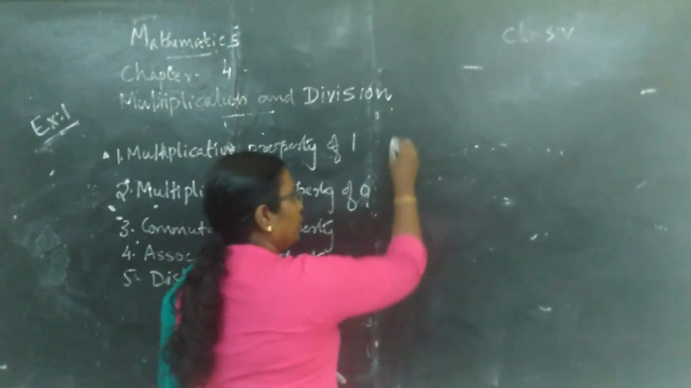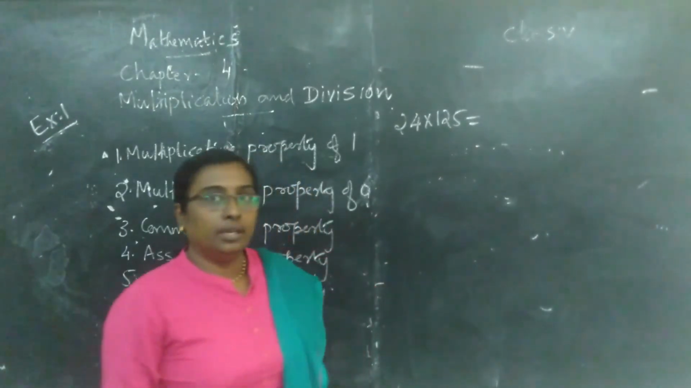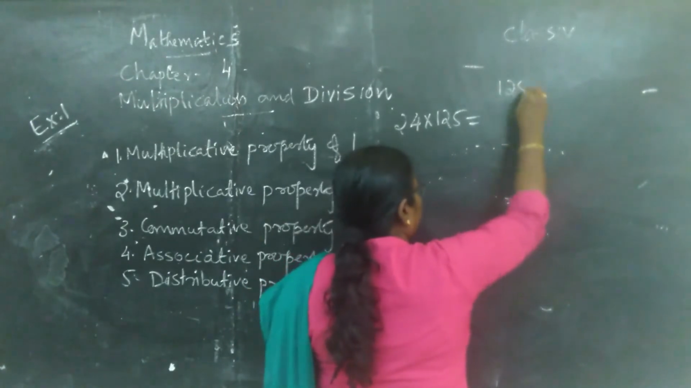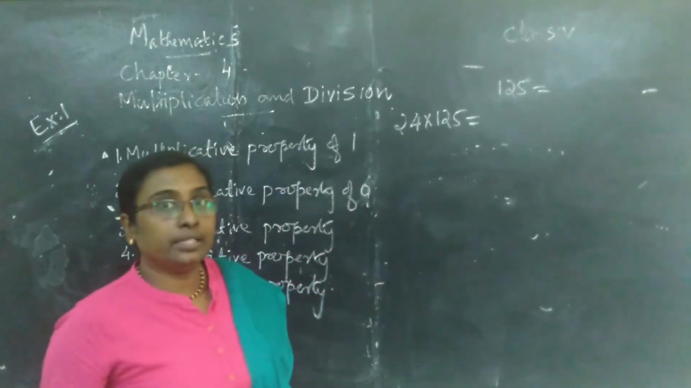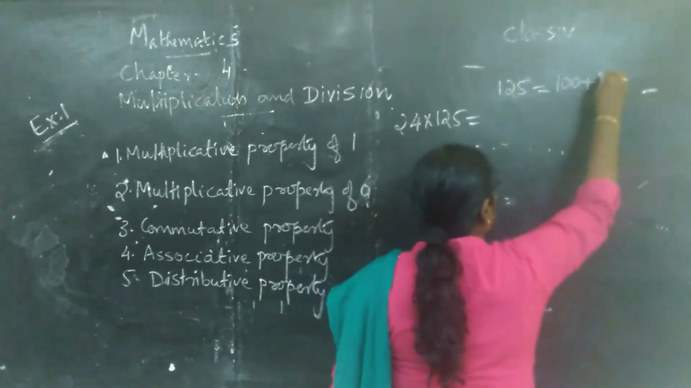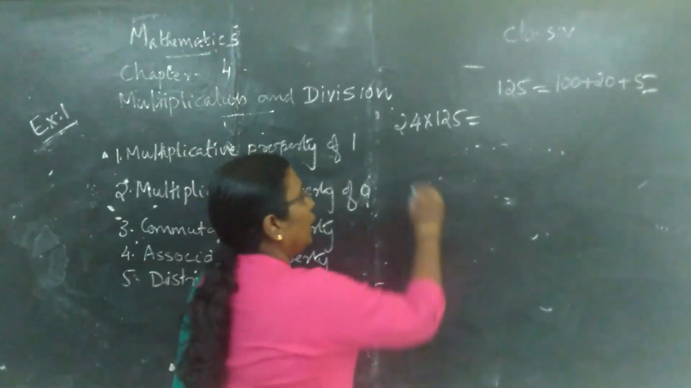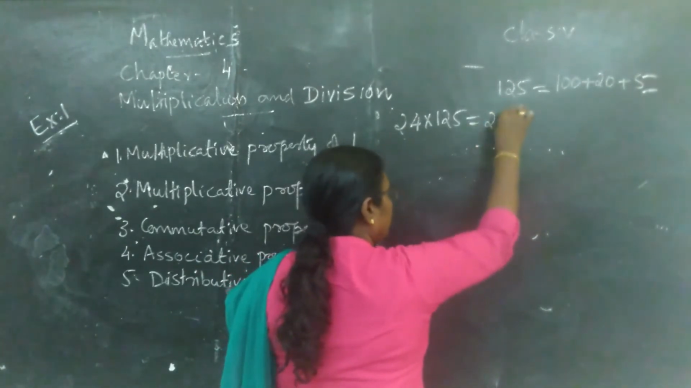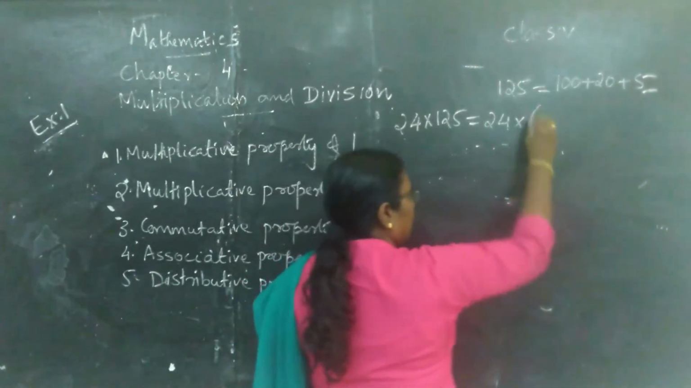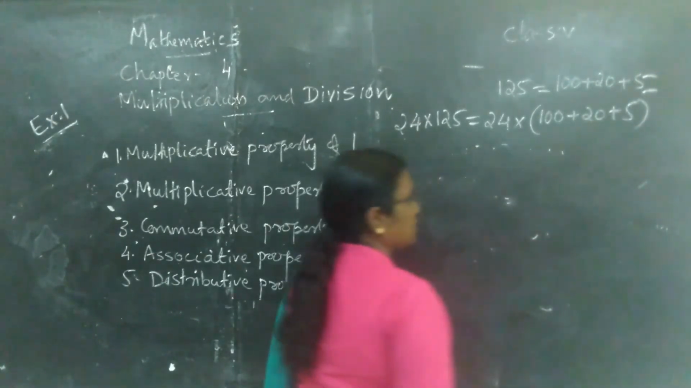Consider another example: 24 into 125. Here the larger number is 125. Split this number. How can we split it? 125 equals 100 plus 20 plus 5, isn't it? Then 24 into 125: instead of 125, we can write 100 plus 20 plus 5 within brackets.